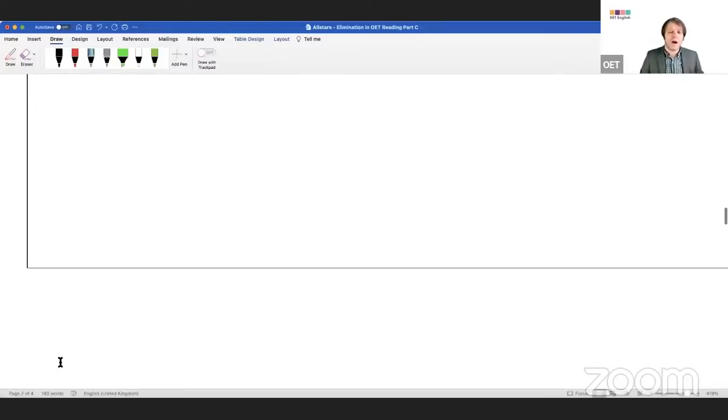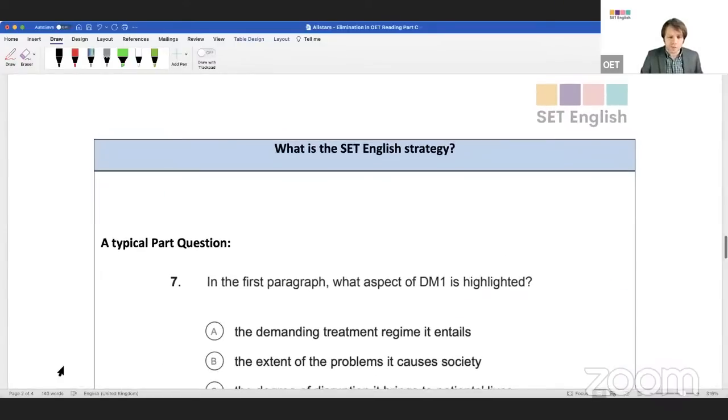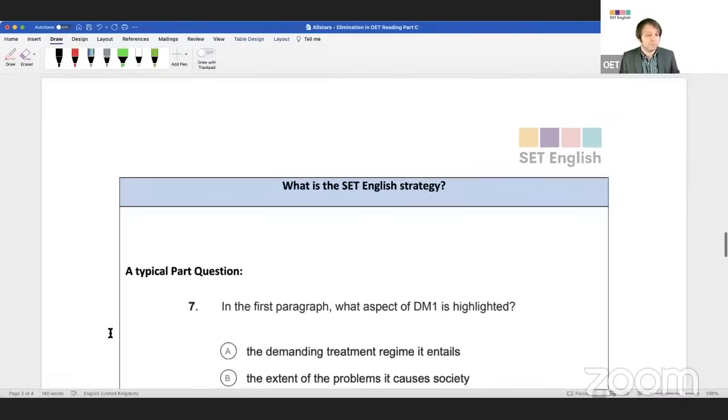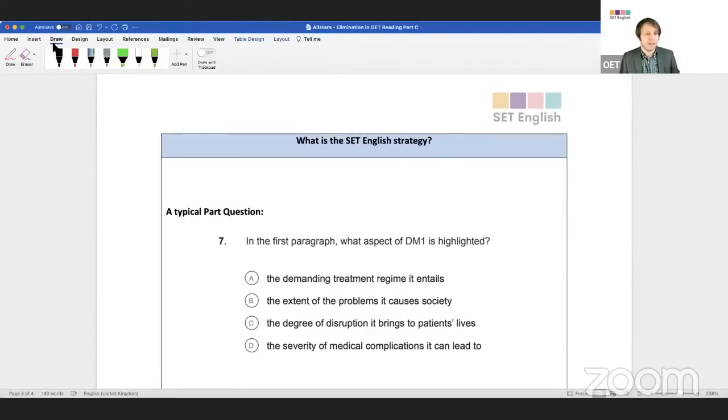All right. So let's talk now. I want to talk now about the SET English strategy. Someone is saying, let's have a look at an example. Here's an example. Can everyone see this clearly? I hope you guys can see this clearly.